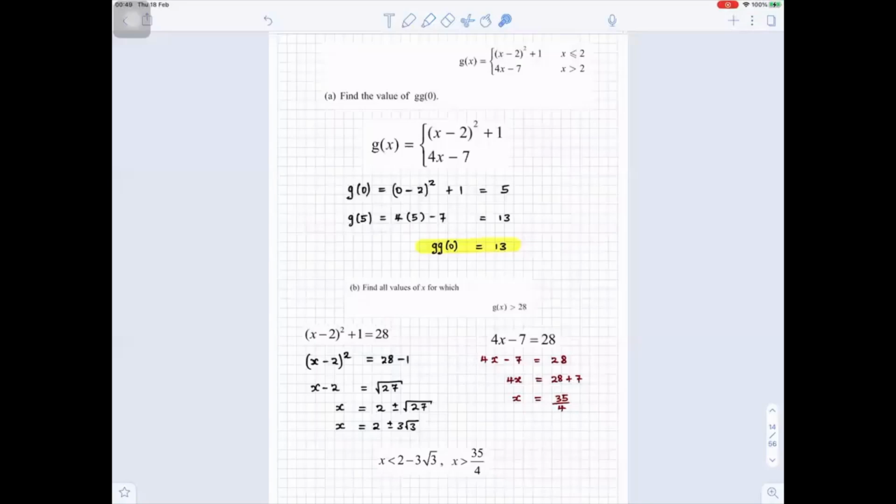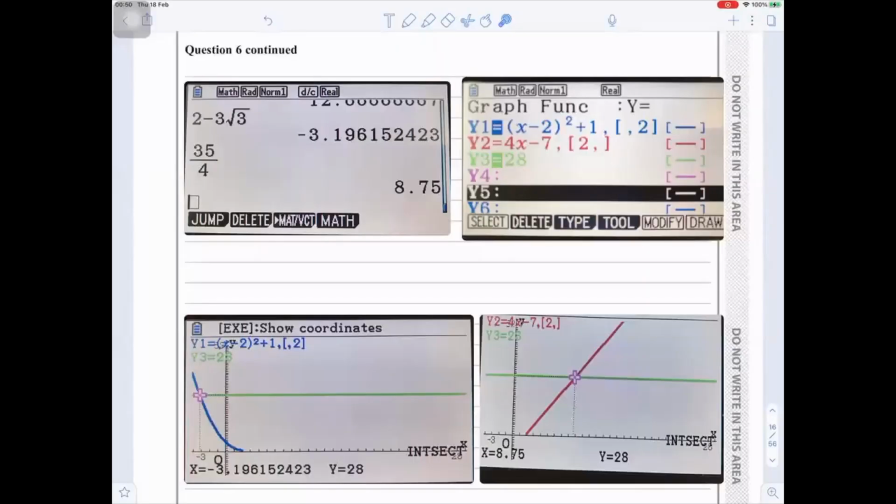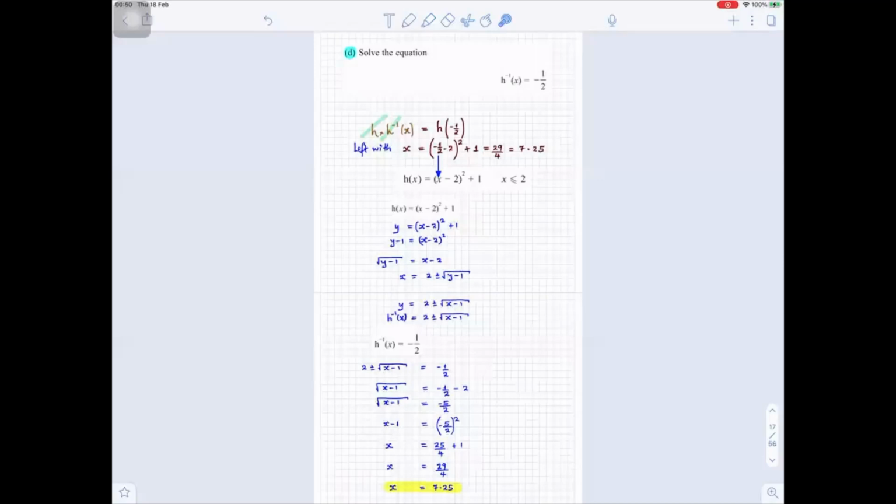Question 6a and b. Part of question 6b, the graphs of question 6b from the graphics calculator, which is used to determine which part of it is bigger than 28. Question 6c and question 6d.